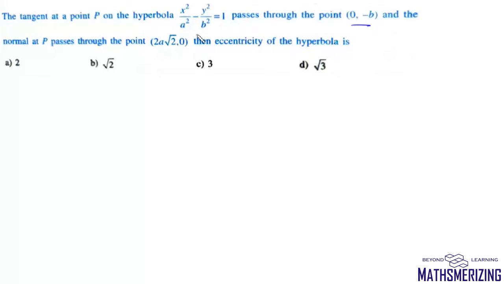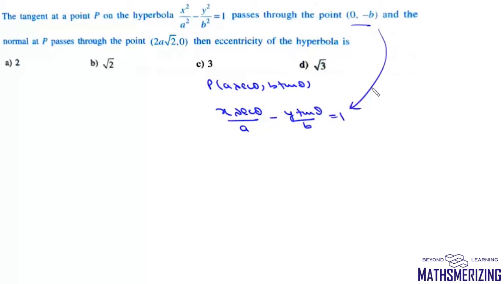So for this hyperbola, we know that the equation of tangent at any point P, which is say (a secant theta, b tan theta), is given by x secant theta upon a minus y tan theta upon b, and it is equal to 1. And it says it passes through the point (0, minus b). So we'll put x as 0 and y as minus b. So from here we'll get this condition as tan theta equals 1.